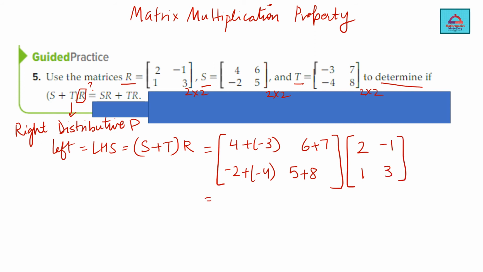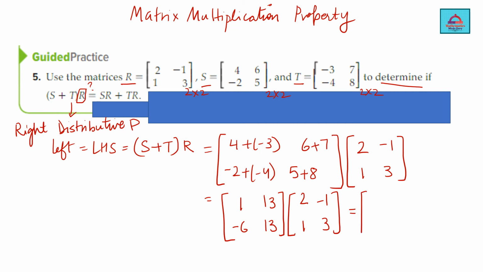Let's simplify it a little bit more. So this is 1, negative 6, 13, 13. And to this we are multiplying 2, 1, negative 1, 3. Order is same, so there is no problem. The order of the result will also be 2 cross 2. So 1 with 2 is 2, and 13 with 1 is 13. Then 1 with negative 1 is negative 1. 13 with 3 is 13, 9. 6 with 2 is negative 12 plus 13. And finally 6 with 6 is 6 plus 9.